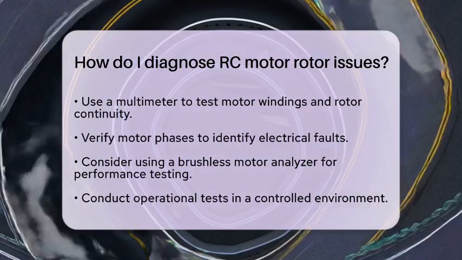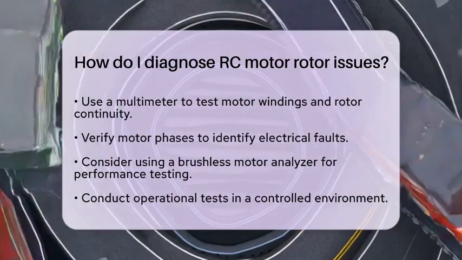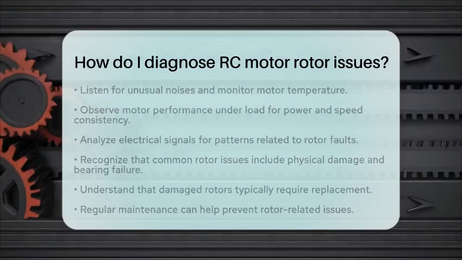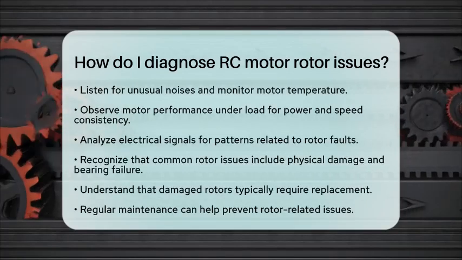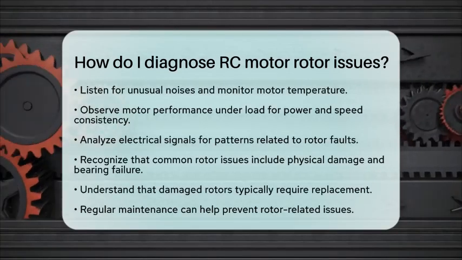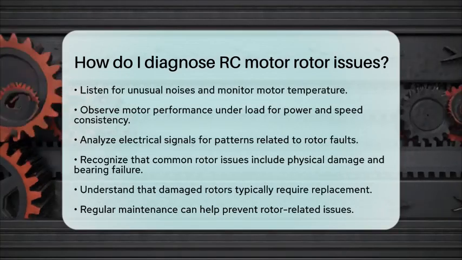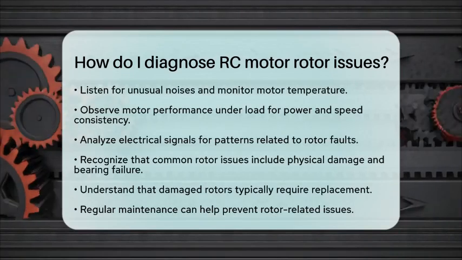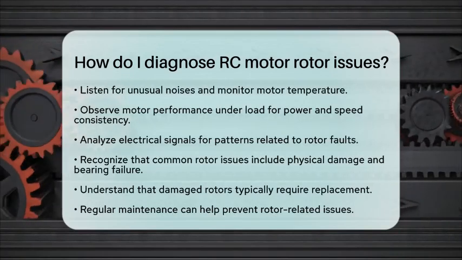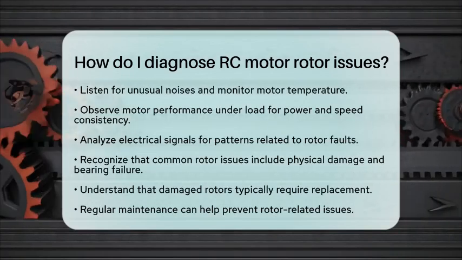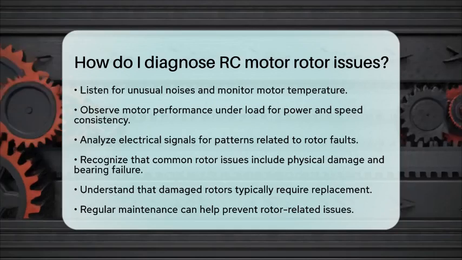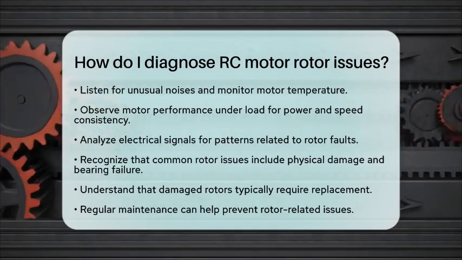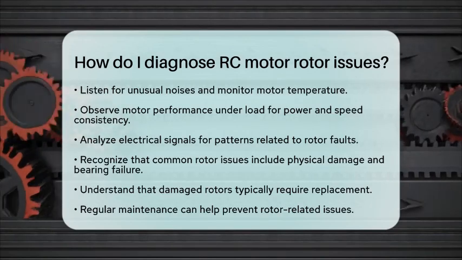If you want to go a step further, you can analyze electrical signals like current, voltage, torque, and speed for patterns consistent with rotor faults. However, this is typically more advanced and less common in remote control toys. In practical terms, the most common rotor issues are physical damage to magnets or shaft problems caused by bearing failure. If you find that the rotor is damaged, replacement is often necessary, as repair options are limited.